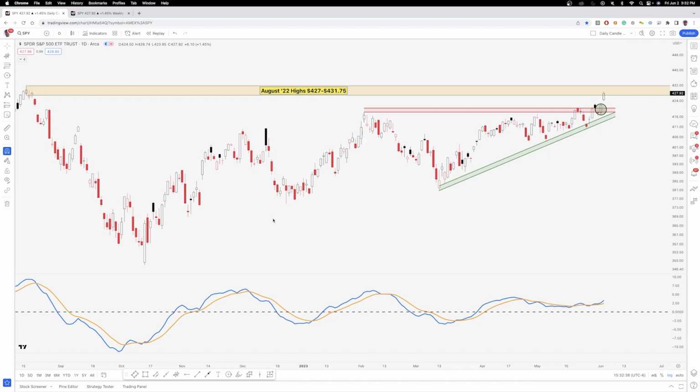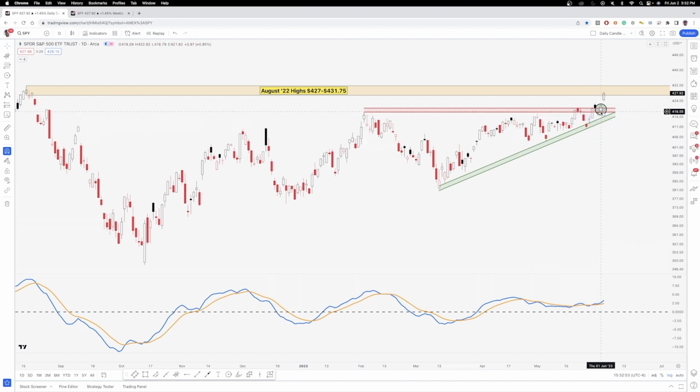So let's jump into SPY, starting on the daily chart. We'll also do a weekly candle, and then we'll do a daily and a weekly candle for the Qs as well. But the main thing that I wanted to focus on here is simply just this ascending triangle that's been forming for quite some time.